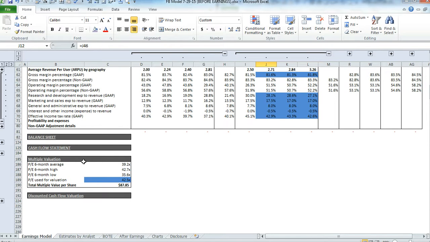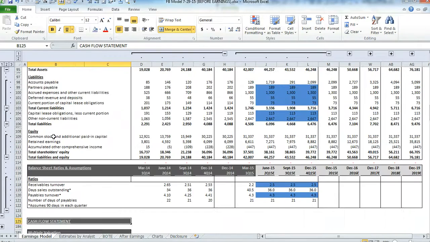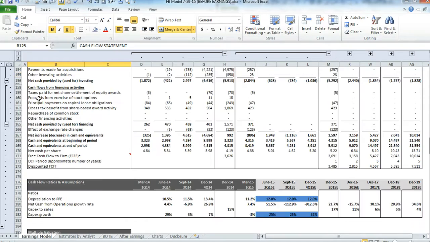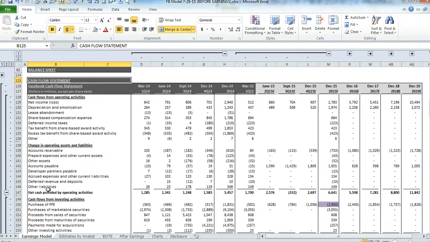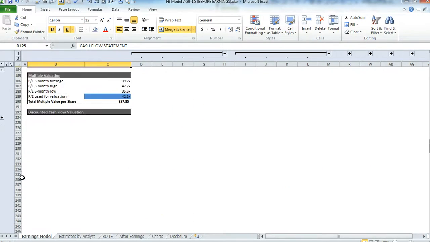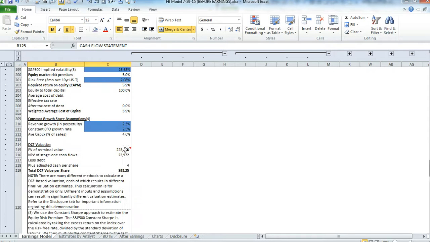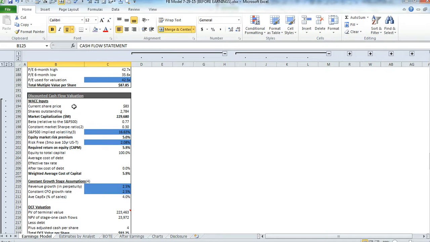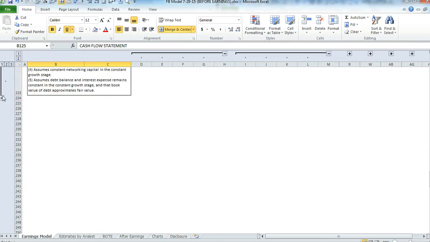Now, if you're just going to use a multiple-based valuation approach, you'll really only need the income statement. But if you're going to use a discounted cash flow approach, we also model the full balance sheet and cash flow statement. So if you're not going to use it, you can just leave it collapsed so it doesn't distract you. But it is there if you want it. And we have the details of the discounted cash flow valuation. If you have any questions on these metrics, we have a 10-minute video that walks through how this valuation works. I'll just collapse this for now.